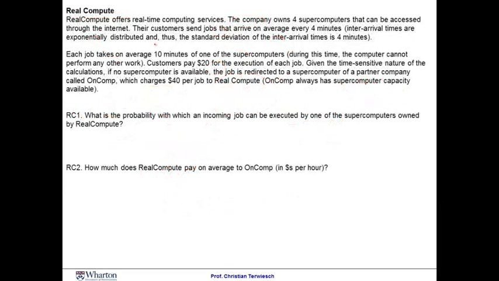Now, Real Compute is a company that offers supercomputers to users via the internet, and they get jobs every 4 minutes. The standard deviation of the inter-arrival time is also 4 minutes. It takes 10 minutes to execute these jobs, and here's a trick: if the supercomputers are busy, the job actually gets rerouted to another supercomputer of a supplier or a partner of ours, in which case we have to pay these people $40 per job. So you see the question here, test yourself, and then put me back on play.